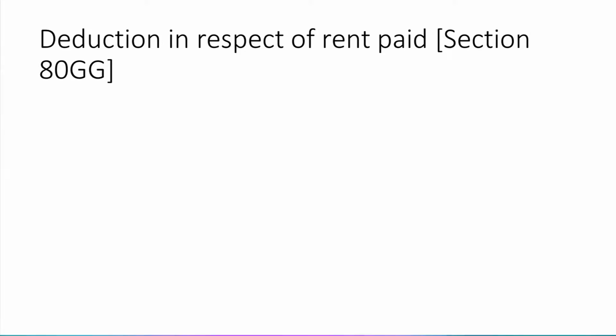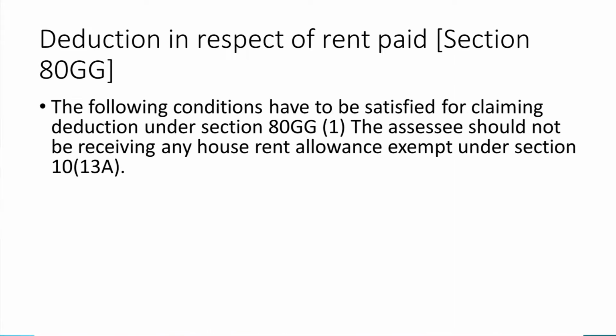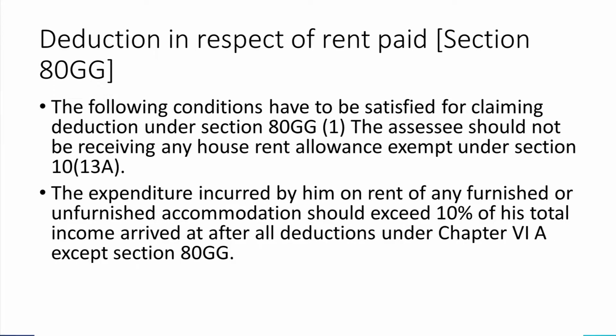Now let us see section 80GG, deductions in respect of rent paid. There are certain conditions which are to be satisfied for claiming deductions under section 80GG. The assessee should not be receiving any house rent allowance which is exempt under section 10(13A), which we have already discussed in salary. The expenditure incurred by him on rent of any furnished or unfurnished accommodation should exceed 10% of his total income arrived at after all deductions under Chapter 6A except section 80GG are given.